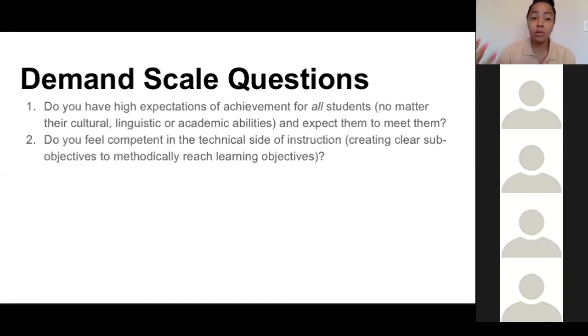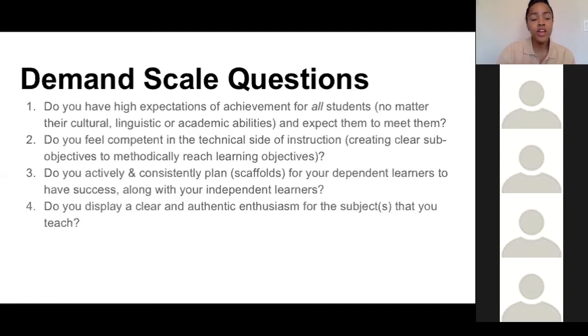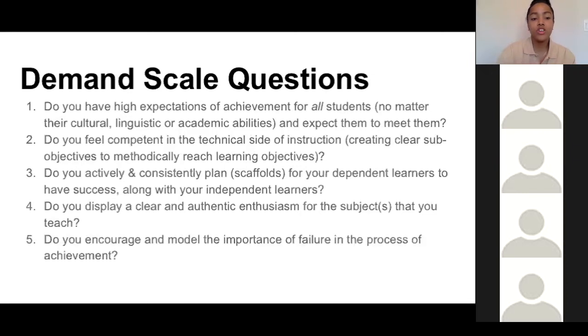So creating clear sub-objectives to methodically reach learning objectives. Do you actively and consistently plan scaffolds for your dependent learners to have success along with your independent learners? Do you display a clear and authentic enthusiasm for the subjects that you teach? Do you encourage and model the importance of failure in the process of achievement?